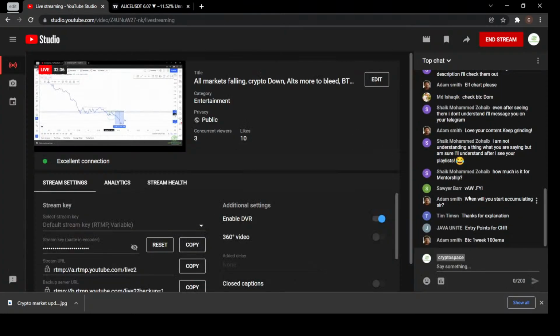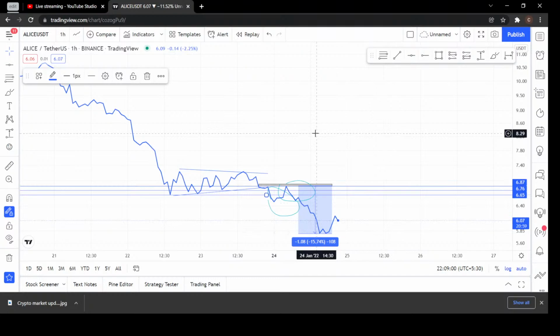There is no difference between BTC 1 week 100 EMA. Like what do we need to use 100 EMA for? All right, I will come to that.